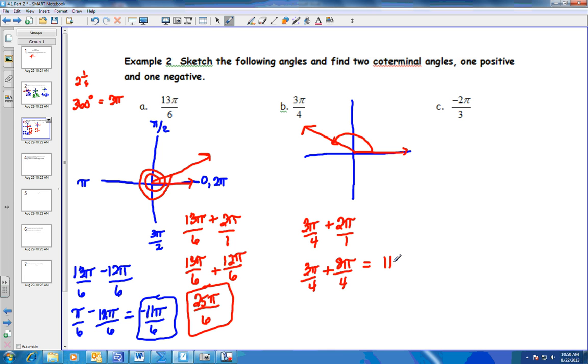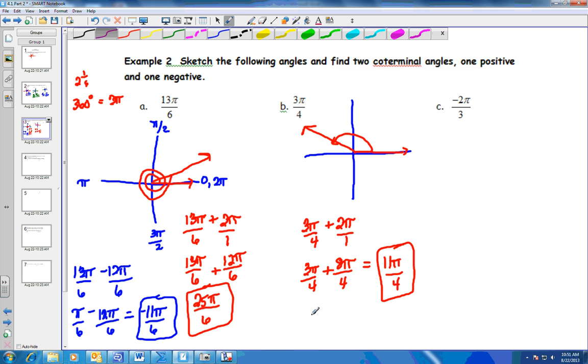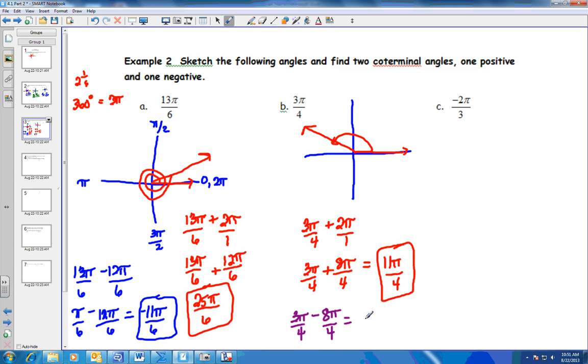And I get 11 pi over 4. It's another way, if I graphed 11 pi over 4, it would look exactly like that. All right, so now let's find the negative angle that goes with that. So I'm going to take 3 pi over 4 and subtract my 2 pi. So subtract 2 pi, but I know 2 pi is 8 pi over 4 when I find that common denominator. And I get negative 5 pi over 4.